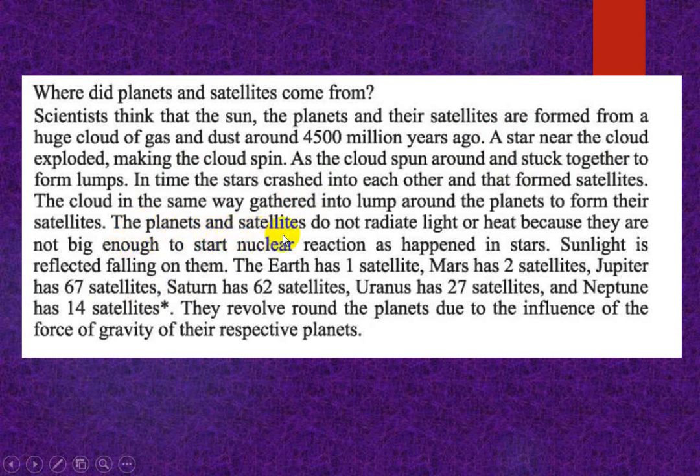Planets and satellites don't radiate light and heat because they're not big enough to start a nuclear reaction as happens in stars. We know stars radiate light and heat, but planets like Earth, Mars, Jupiter don't radiate light and heat. Satellites too don't radiate light and heat. Only stars can radiate light and heat because they are big enough to start nuclear reaction.